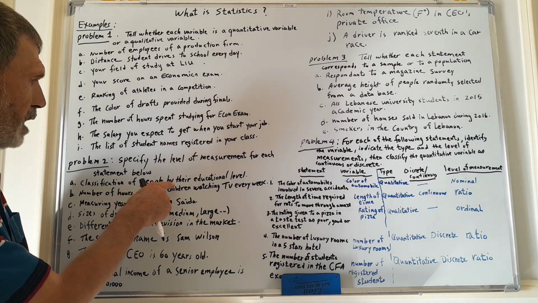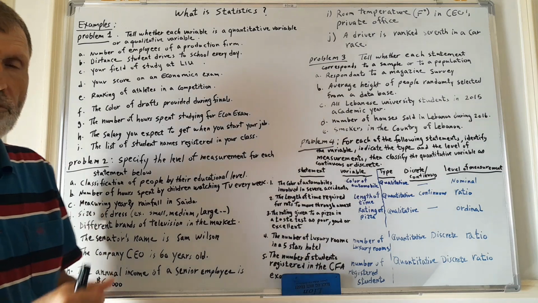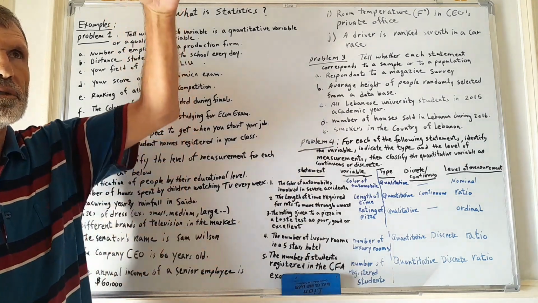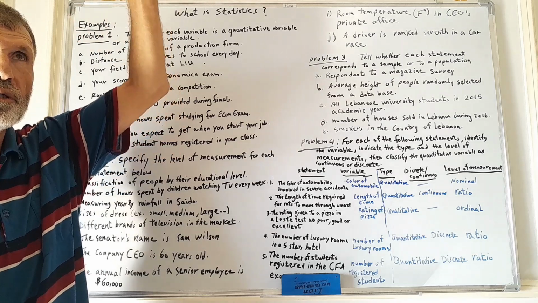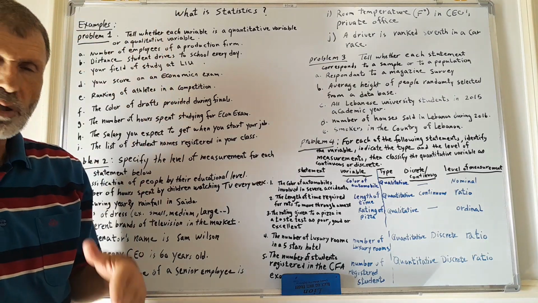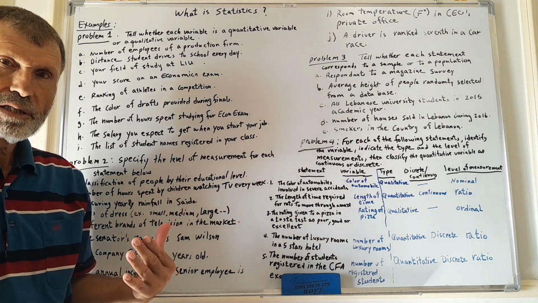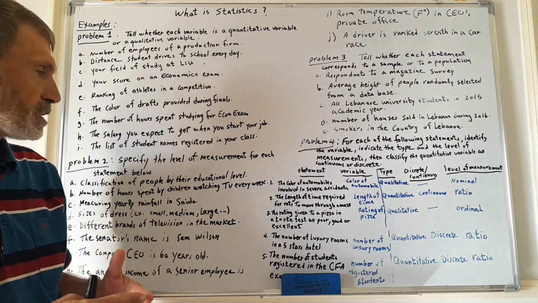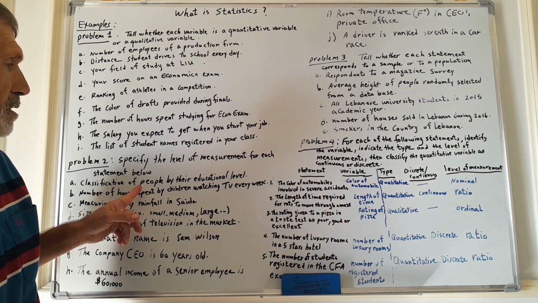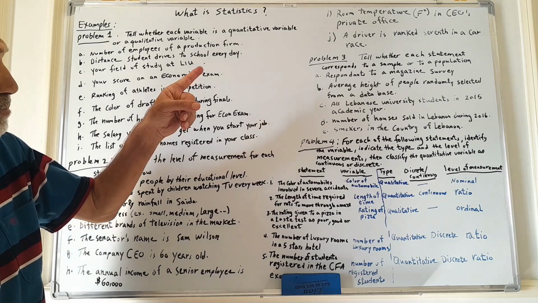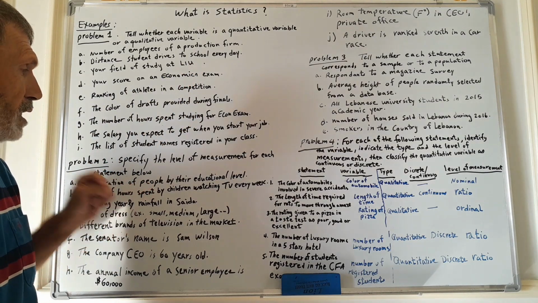Classification of people by their educational level. What education level? Could be what? Freshman, sophomore, junior, senior. So this classification of people by their education level, as you can see, is not part of the quantitative. They are part of qualitative.